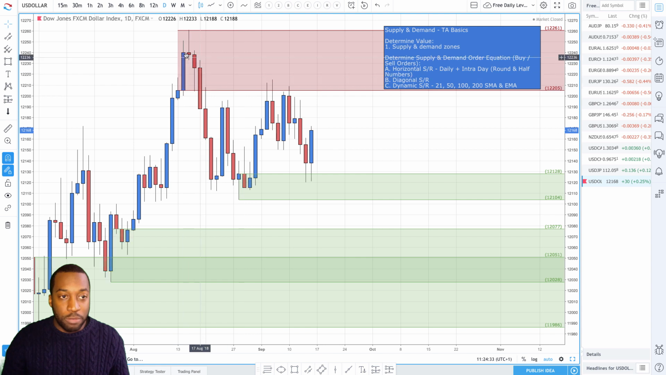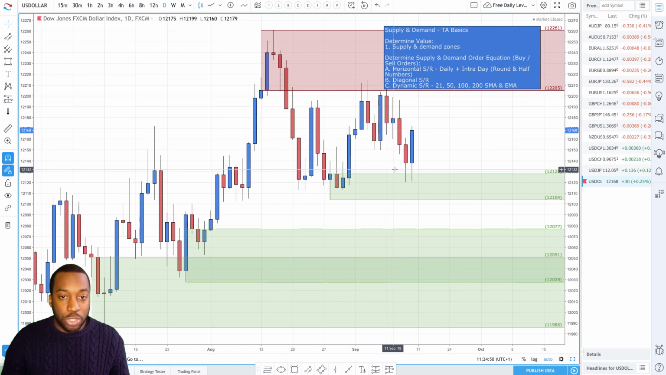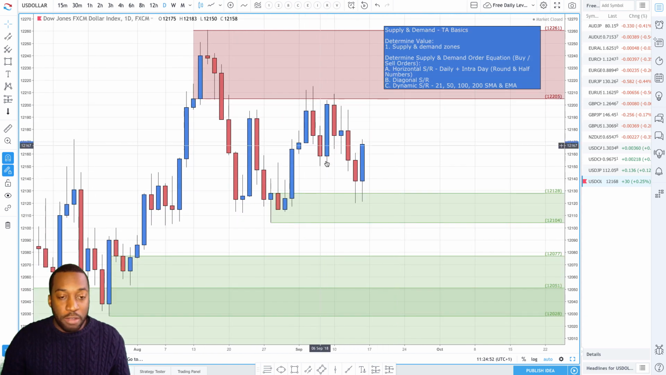The same thing would be true from a supply zone perspective. It's pretty much evident on a price chart that this is quite expensive for the Dow Jones Dollar Index, hence there was more supply than demand. So we look for demand zones to determine potential value.